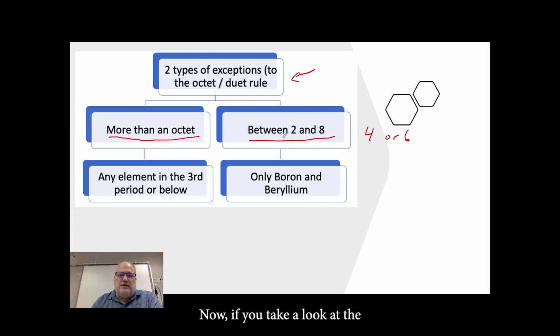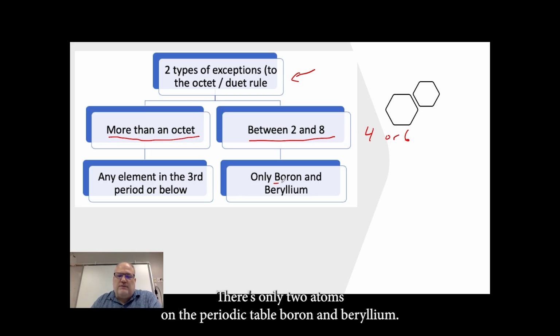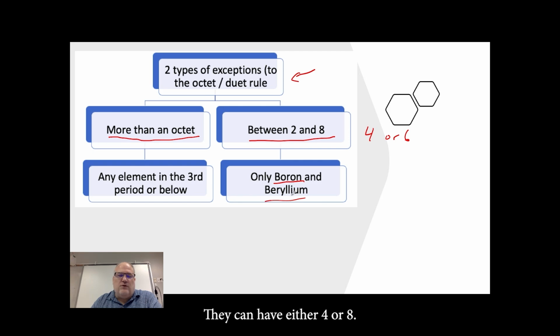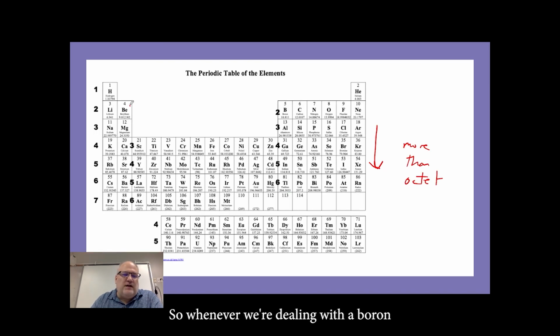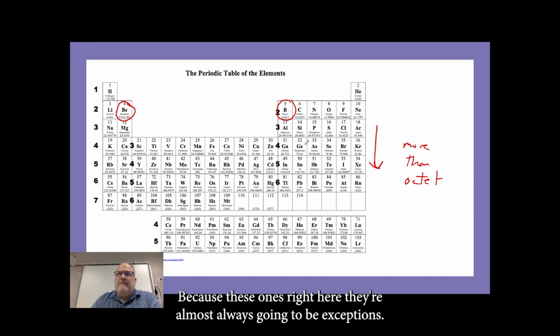Now, if you take a look at the exceptions where we actually have between 2 and 8 electrons, there's only two atoms on the periodic table, boron and beryllium, that can have either 4 or 6. So whenever we're dealing with boron or beryllium, I'm going to circle these right here, because these ones are almost always going to be exceptions and you need to be aware of them.